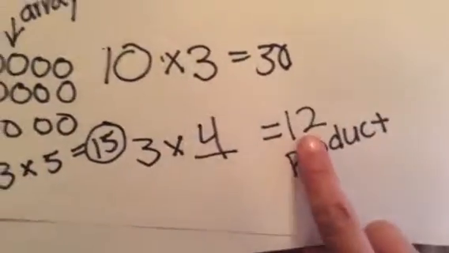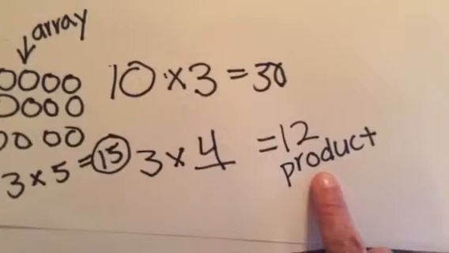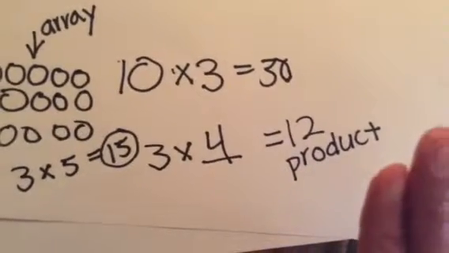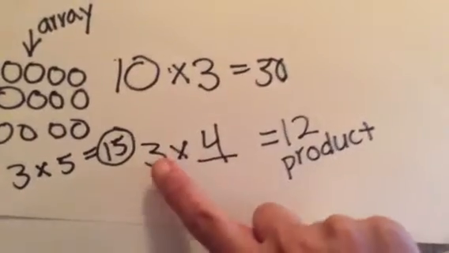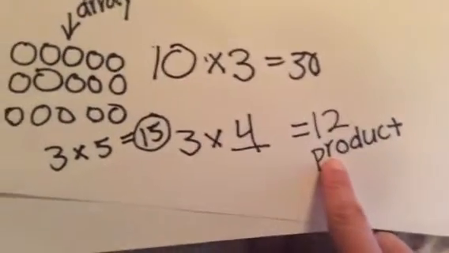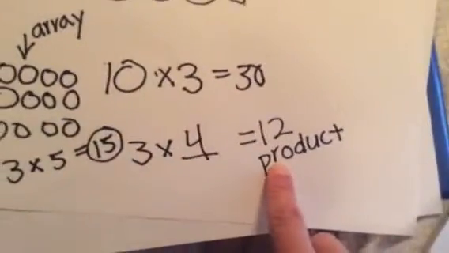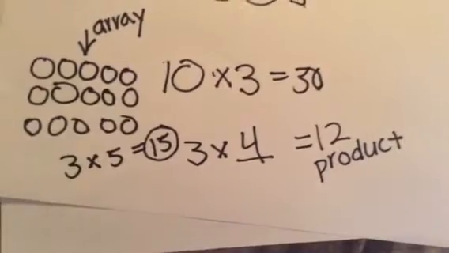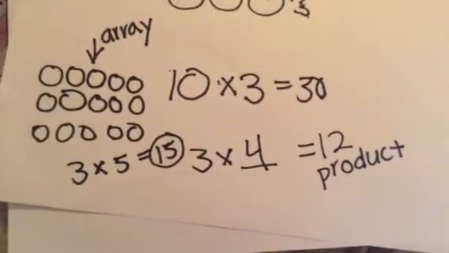Another word for the answer would be product. When you add 2 numbers together, the answer is the sum. When you multiply 2 numbers together, the answer is called the product. So that could be a new vocabulary word for you. Okay? Now look at your paper and go to problem 2.